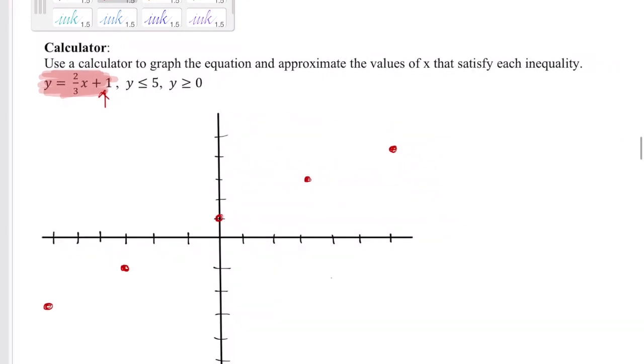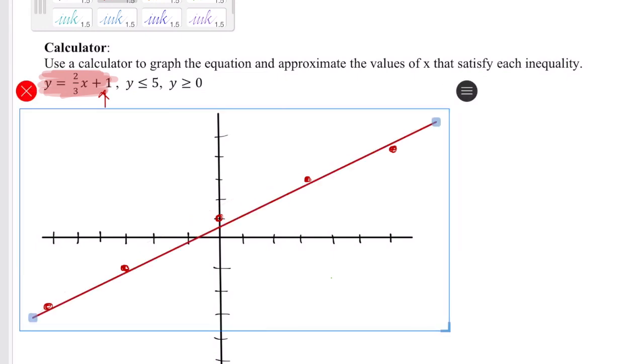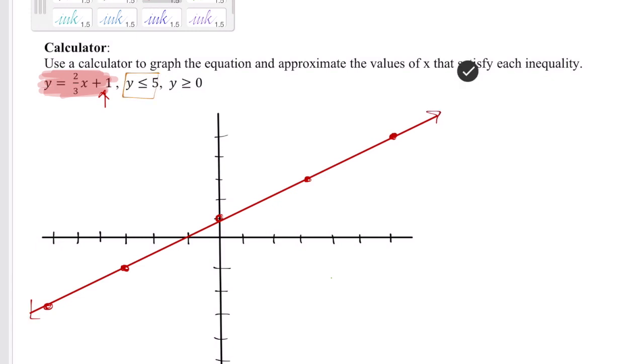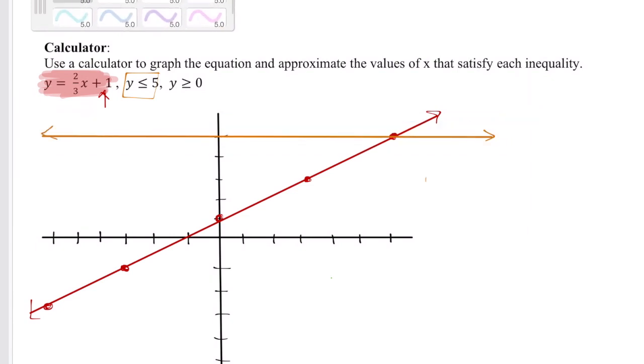Hopefully my line agrees with me. Kind of does. I just need to change that. That looks better anyway. Now my next one, this is a Y line, so our Y is going to be horizontal. And a horizontal line at 5. And it also says Y is less than or equal to 5, meaning that I'm looking at everything that is smaller than 5, so everything going down.